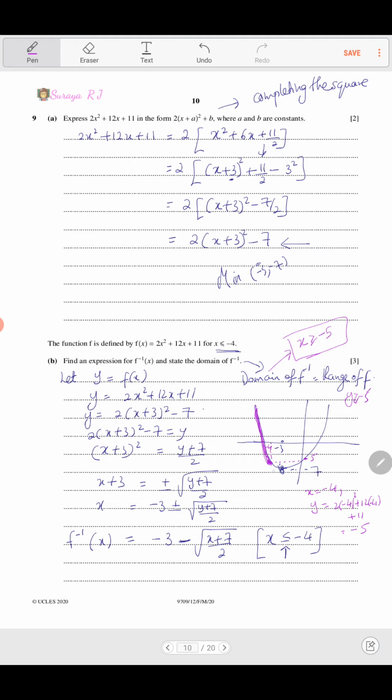Now we have to see what values y can take. So the smallest value that y can take is minus 5, and the other values of y will be greater than minus 5. So this is for the range of f. But here we are talking of the domain of f inverse. So domain, instead of y, we put x. So this is the answer, x greater or equal to minus 5.